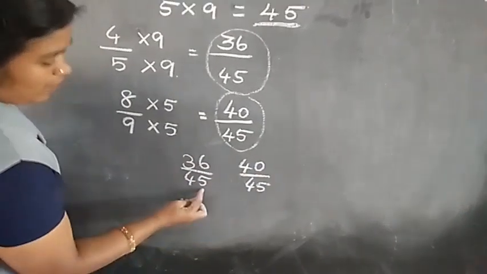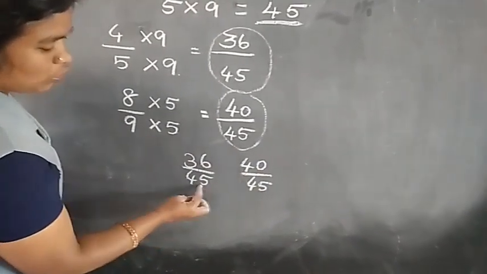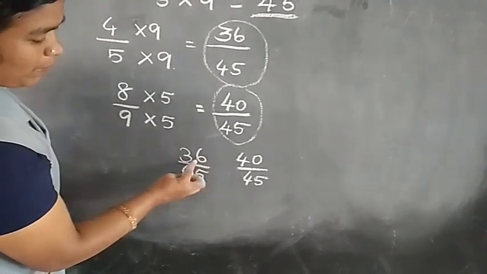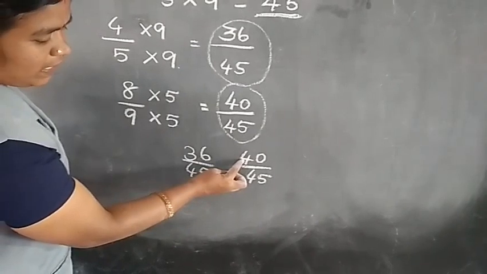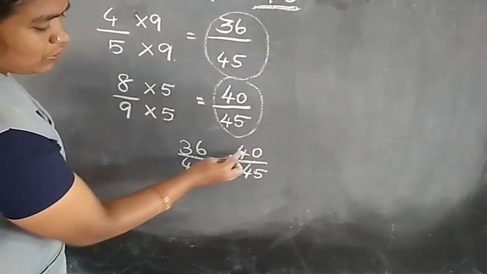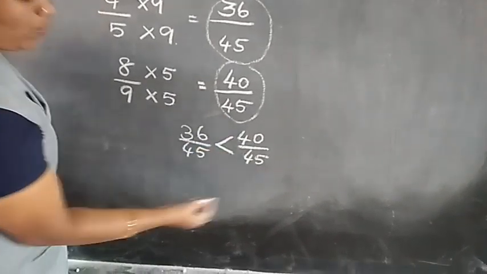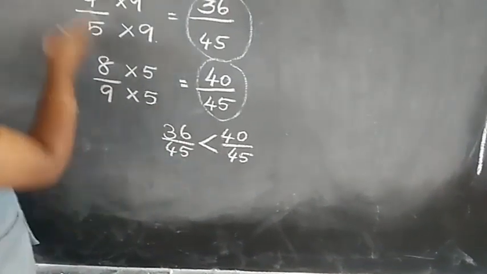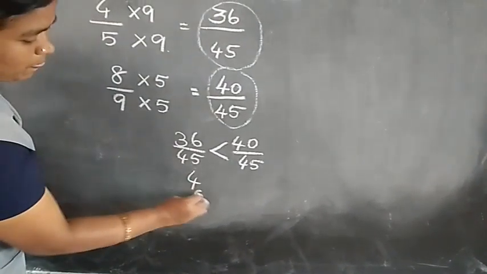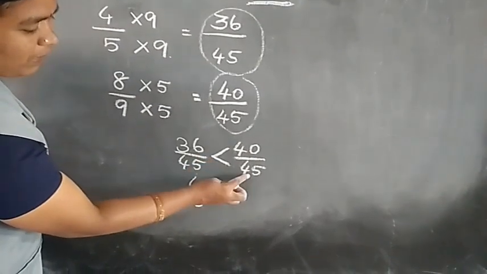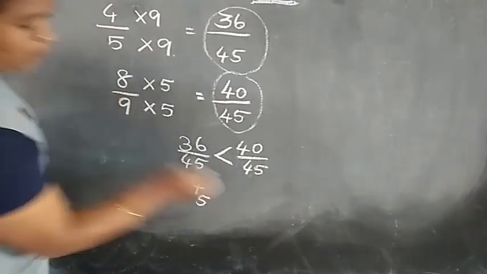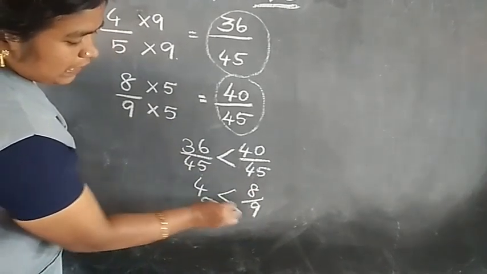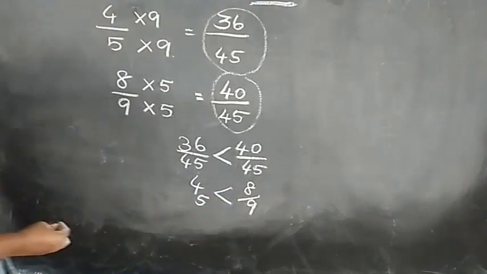Now we are able to compare these numbers because these are like fractions. Compare the numerators. 40 is bigger than 36, so this fraction is the biggest one. The original fraction of 36 by 45 is 4 by 5. The original fraction of 40 by 45 is 8 by 9. So 8 by 9 is the greater fraction.